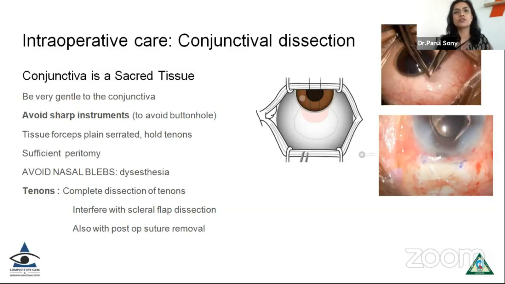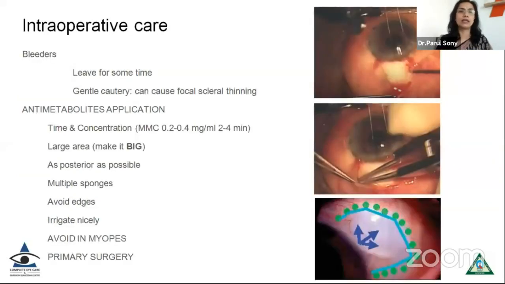And whenever possible, one should avoid the nasal flaps because they can give rise to more dysesthesia in the post-operative period. Now, many times you plan to do a tenectomy. I don't prefer to do it. If you have tenons, achieve a good complete dissection of the tenons, because left tenon can interfere with the proper scleral flap dissection and also suture removal in the post-operative phase. And one can always use the tenons to hold, avoiding holding the conjunctiva directly.